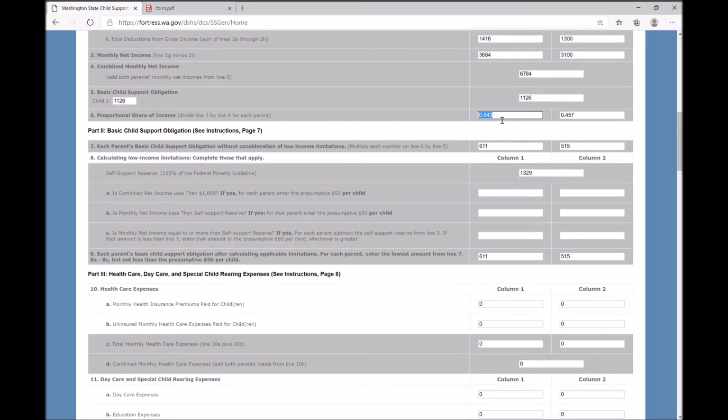Based on this income ratio now, this amount is going to be split between the parents. So 54.3% of this amount comes out to be $611, and 45.7% of this amount comes out to be $515. So therefore, the basic child support obligation, which is also known as the basic obligation, for the father is $611, and for the mother is $515 a month.